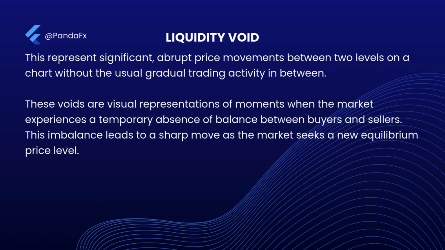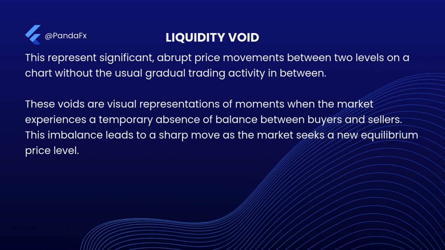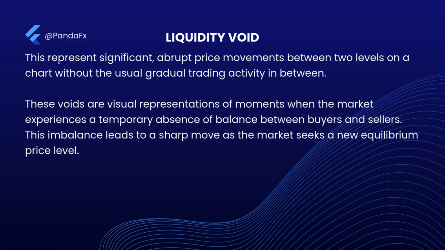Liquidity void. This represents significant abrupt price movement between two levels on a chart without the usual gradual trading activity in between. This is a visual representation of moments when the market experiences a temporary absence of balance between buyers and sellers. This imbalance leads to a sharp move as the market seeks a new equilibrium level. So this essentially means that there are moments where the algorithm just pulls buys or just pulls sells. So price will just keep gravitating upward with massive displacement, velocity and displacement.